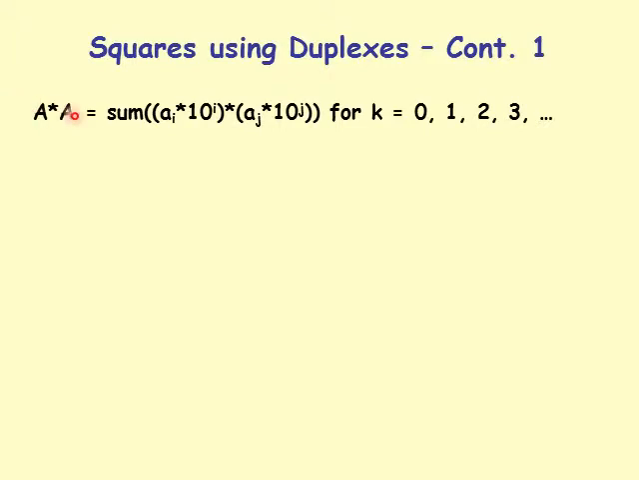Now just repeat that from the previous slide. This a times a would be some of these terms, where k is 0, 1, and k is a non-negative integer starting from 0. Let's continue here, where k is given by i plus j. i is the index or power of the base number 10 in the first term, and j is the power of base number 10 in the second term.